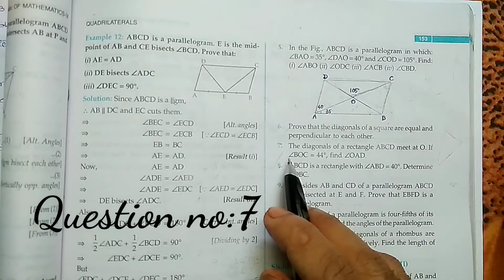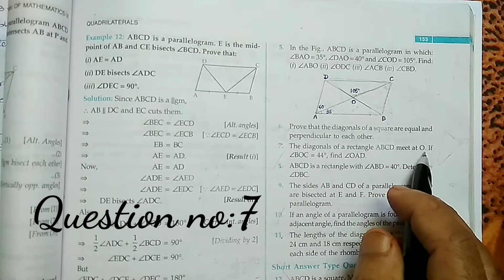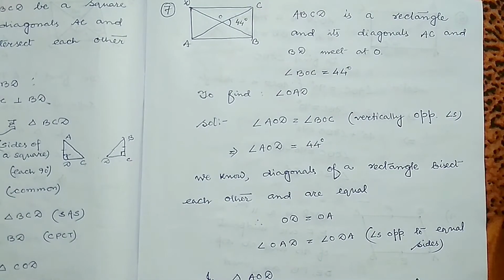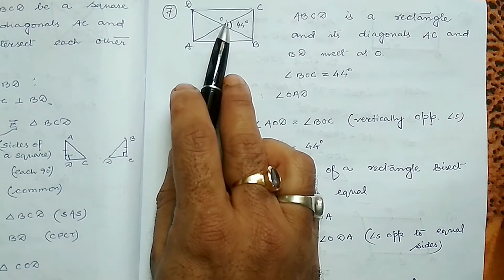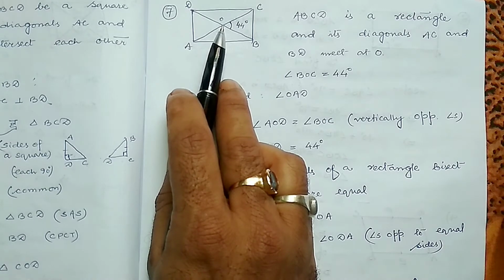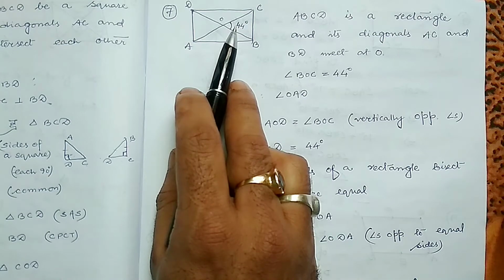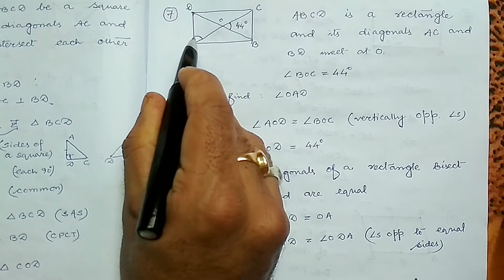Question number 7. It is given that the diagonals of a rectangle ABCD meet at O. If angle BOC is 44, we have to find angle OAD. So I have drawn the figure ABCD. Let this be the rectangle in which diagonals AC and BD intersect each other at O, and angle BOC equals 44. We have to find angle OAD. This angle we need to calculate.